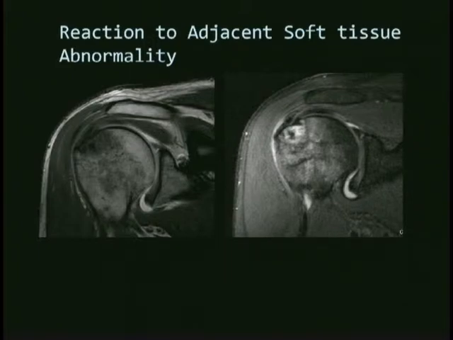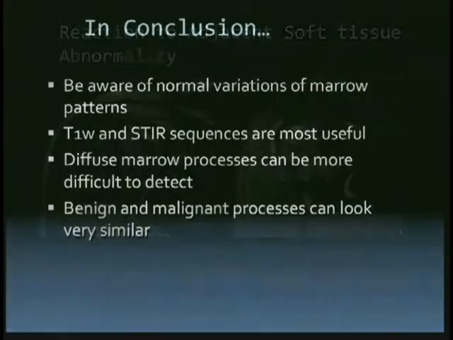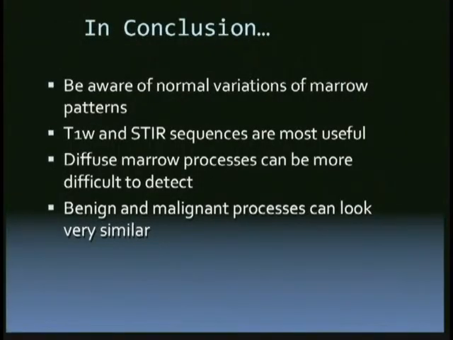But if you have the plain film, it's much easier to diagnose this, because this can be puzzling and even mimic a tumor. So in conclusion, be aware of the normal pattern of bone marrow, the normal appearance, and its normal variations. Remember to look at your T1 sequences without fat saturation and your STIR sequences. They're the most useful sequences. Diffuse marrow involvement is tricky and can be easily overlooked. And benign and malignant diseases can often look very similar, so a good clinical history will be most useful.